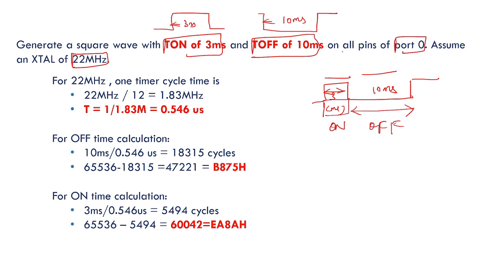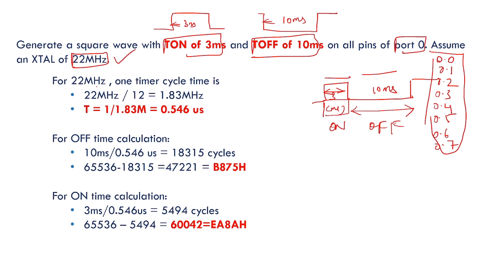Here you can see on all the pins of port 0. In port 0 we have 8 pins, the range is from 0 to 7: P0.0, P0.1, P0.2, P0.3, P0.4, P0.5, P0.6 and P0.7. This all I have considered. Assume crystal oscillator frequency of 22 MHz.